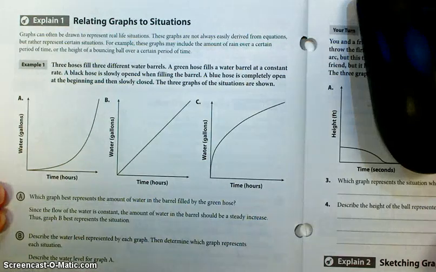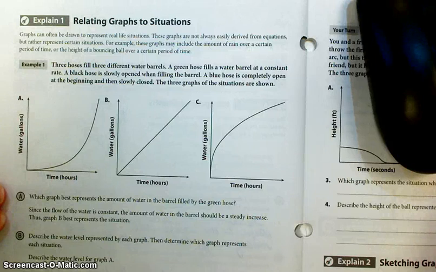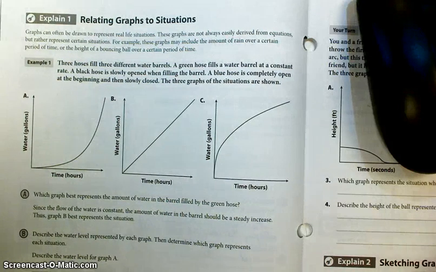All right, join me on page 98. It says graphs can often be drawn to represent real-life situations. These graphs are not always easily derived from equations, but rather represent certain situations. For example, these graphs may include the amount of rain over a certain period of time or the height of a bouncing ball, etc. So we're just going to hop right into the example.